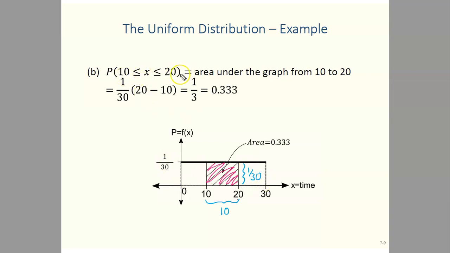So the probability that a student waits between 10 and 20 minutes is going to be 1 over 30 times 10. And so that's going to be 1/3 or 0.333. So about a 33.3% chance that the student will wait between 10 and 20 minutes for a bus. That's all you have to do, calculate that area.